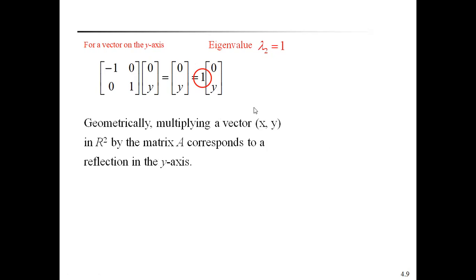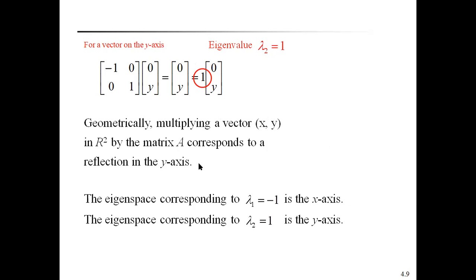See, geometrically, multiplying the vector (x, y) in R squared by the matrix A corresponds to the reflection in the y-axis. That means the eigenspace corresponding to lambda 1 equal to -1 is the x-axis. Similarly, the eigenspace corresponding to lambda equal to 1 is the y-axis, because multiplying any vector on the y-axis we get the same vector on the y-axis. Therefore, any vector on the y-axis satisfies the eigenvalue eigenvector equation.